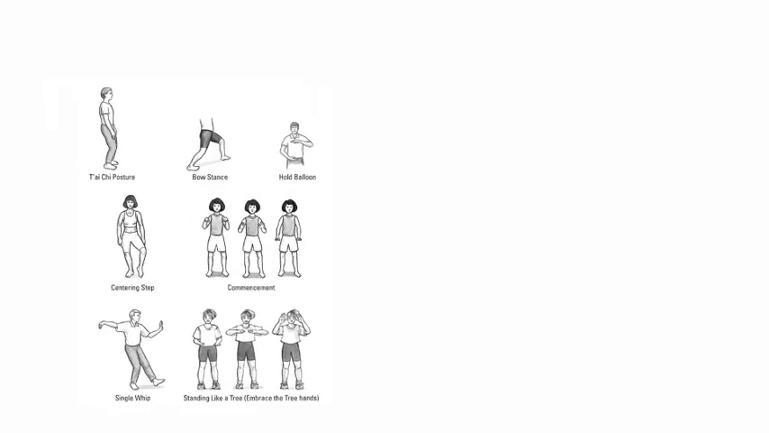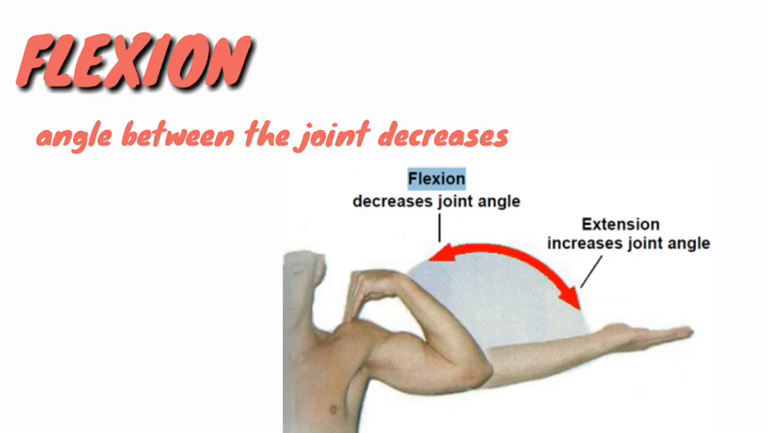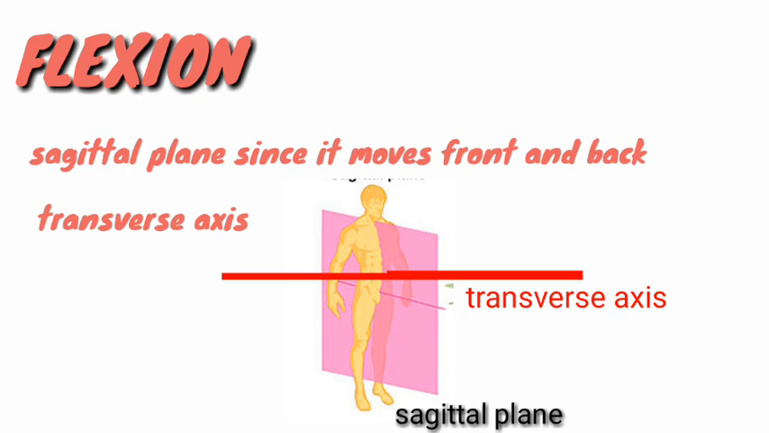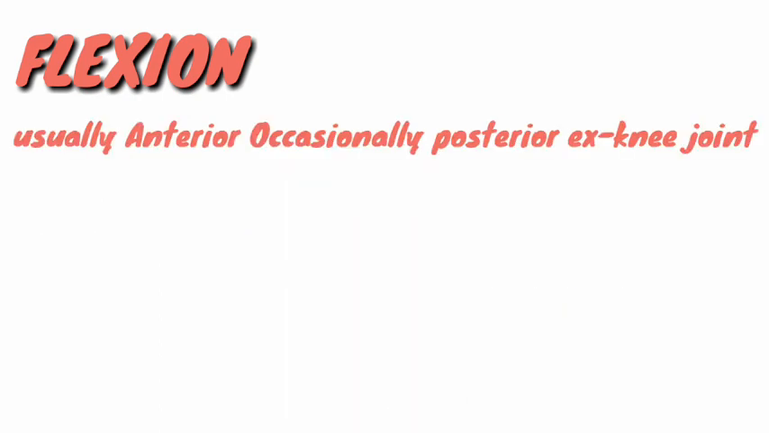So today we are going to see about some basic movements and their names. Flexion. When the angle between two segments decreases, it is called flexion. As from my previous video, we know that flexion is from sagittal plane and then transverse axis. Flexion is usually an anterior movement, occasionally posterior.